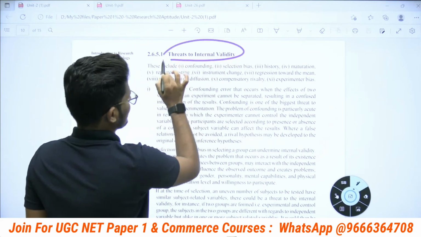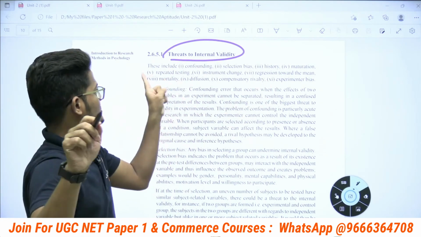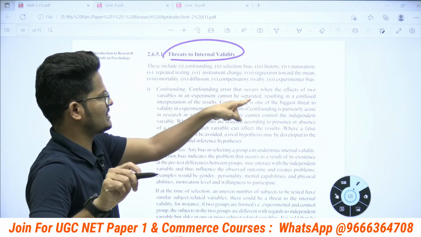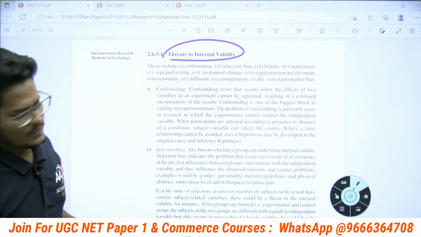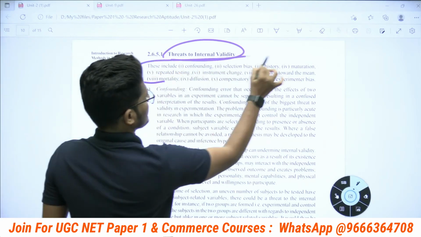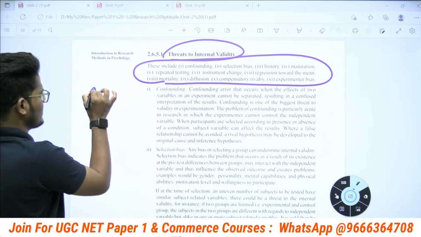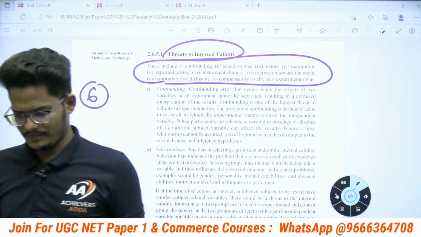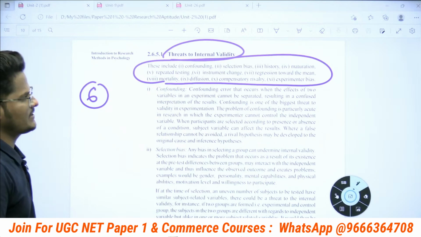So threats to internal validity: confounding, selection bias, history, maturation, repeated testing, instrumental change, regression towards the mean, mortality, diffusion, compensatory rivalry, as well as experimenter bias. This total of threats to internal validity are given as options, but out of these 11 there are 7 or 6, I think, which are given. They asked us to identify which are threats to the internal validity.